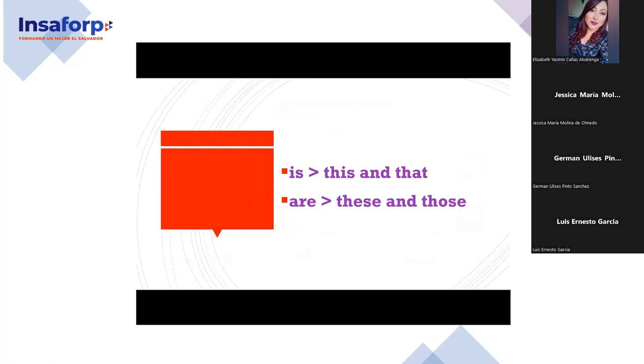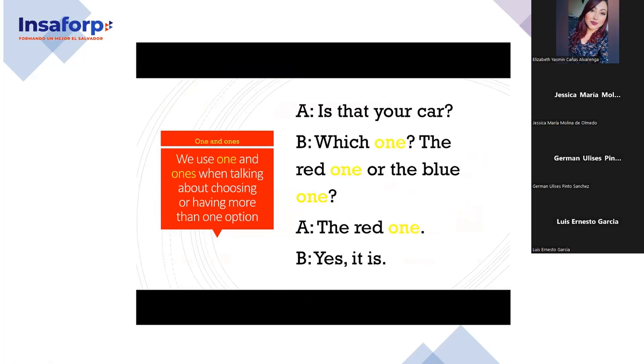In English, we use one or ones very often when talking about choosing or having more than one option. For example, I ask, is that your car? Which one? The red one or the blue one? The red one. Yes, it is. The words one or ones always go at the end of the question and answers, and they replace the noun in question.